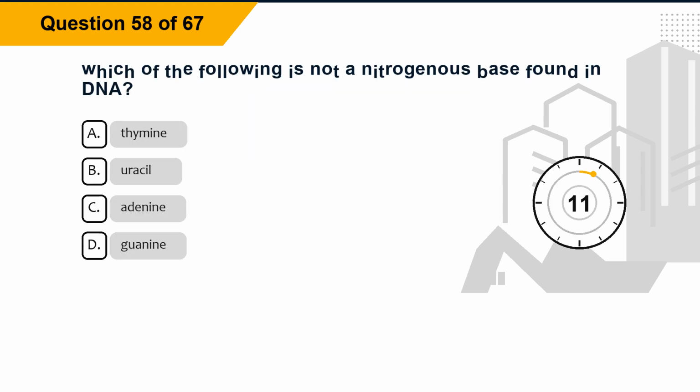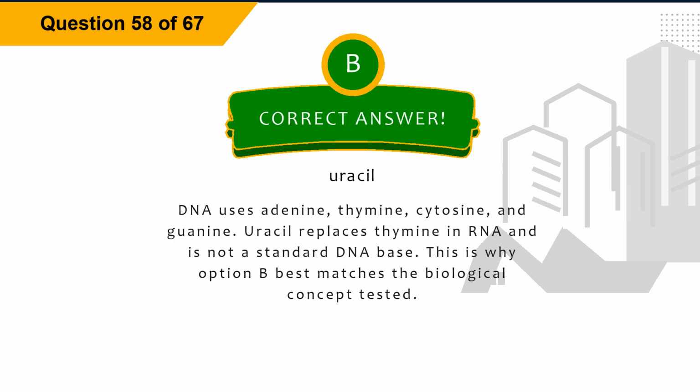Question 58. Which of the following is not a nitrogenous base found in DNA? Option A, thymine. Option B, uracil. Option C, adenine. Option D, guanine. The correct answer is option B, uracil. Explanation. DNA uses adenine, thymine, cytosine, and guanine. Uracil replaces thymine in RNA and is not a standard DNA base. This is why option B best matches the biological concept tested.